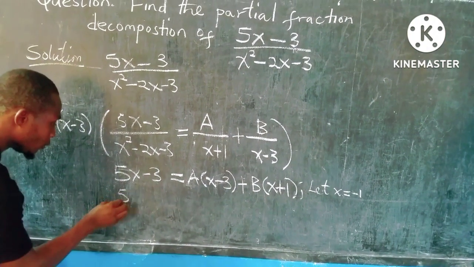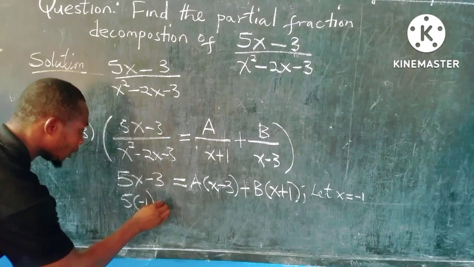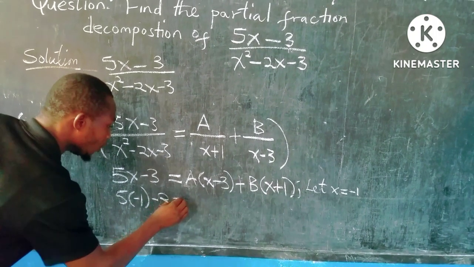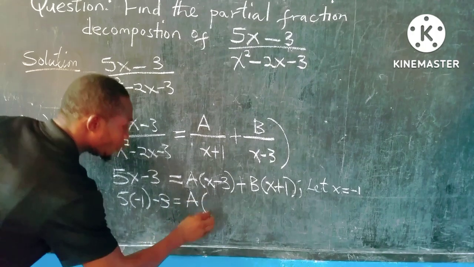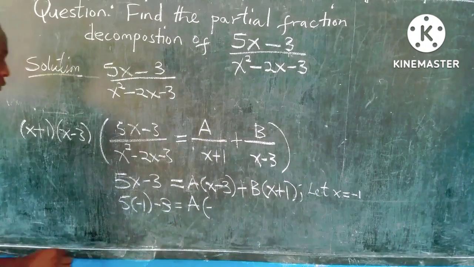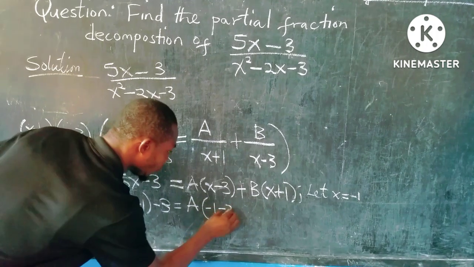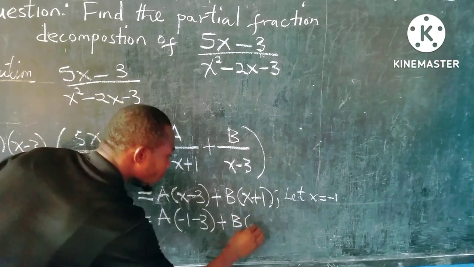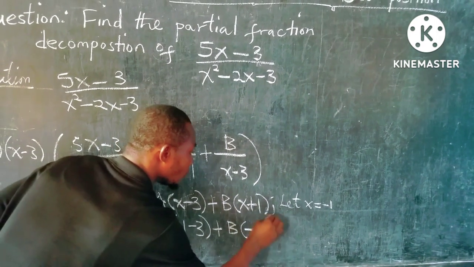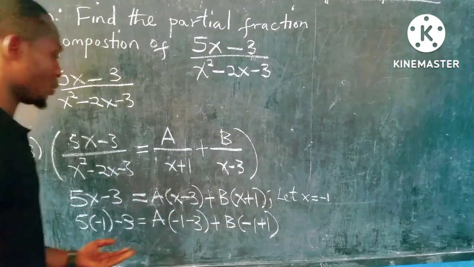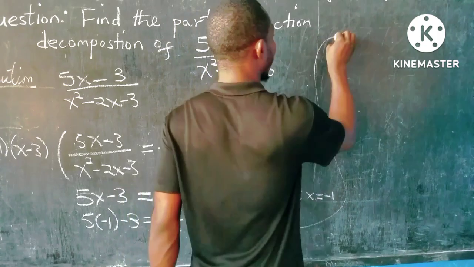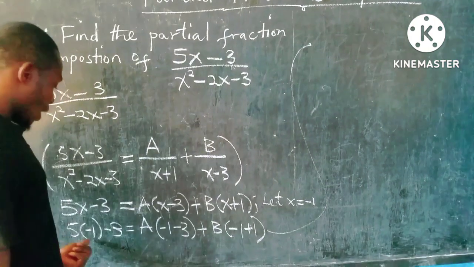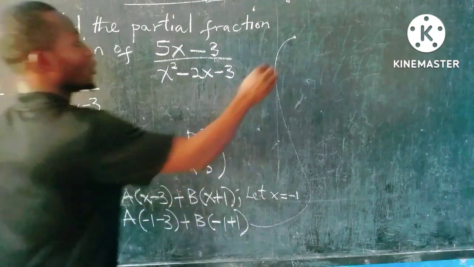So now we got 5 times minus 1 minus 3 equal to A, parenthesis will be minus 1 minus 3, plus B, parenthesis will be minus 1 plus 1. So that minus 1 plus 1 will be here 0. So we come here to continue our solution. So we say 5 times minus 1. 5 times minus 1 will give us minus 5.